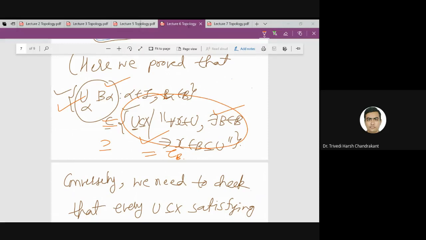So if I am given a set X and B is the basis on X, then this tau B is not only the topology, but it contains the open sets which are nothing but unions of the basis elements of this basis.